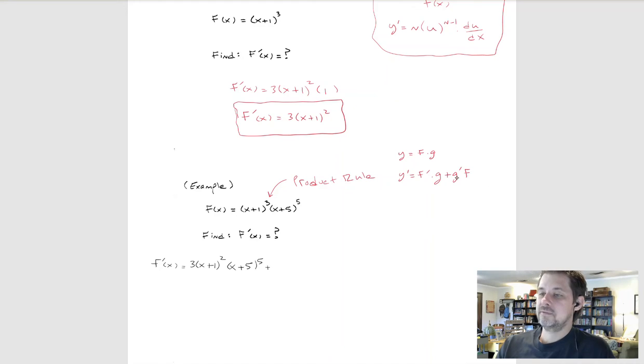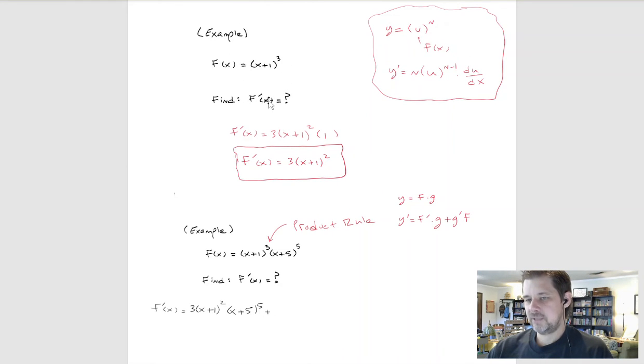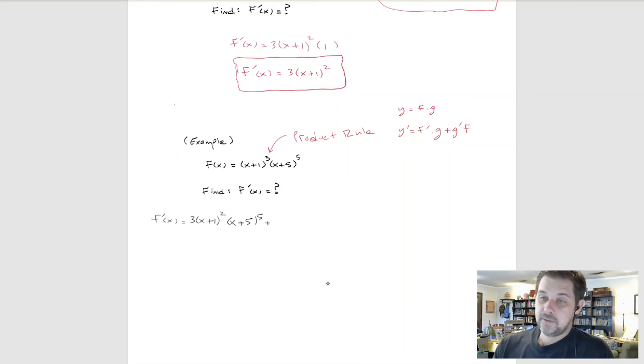Then plus g prime. So what's the derivative of x plus 5 to the fifth power? That really wouldn't be any different than working this one out. The derivative of x plus 5 to the fifth power is 5 times x plus 5 to the fourth power. So that's g prime. And then times f.